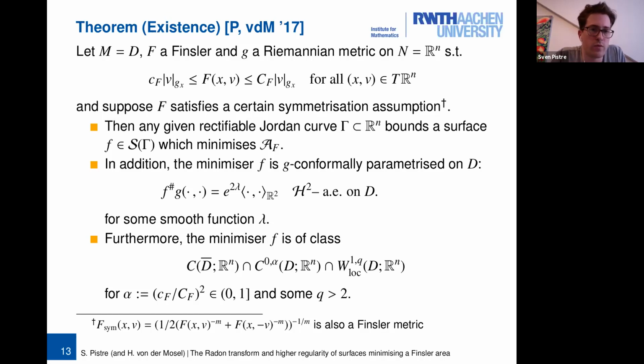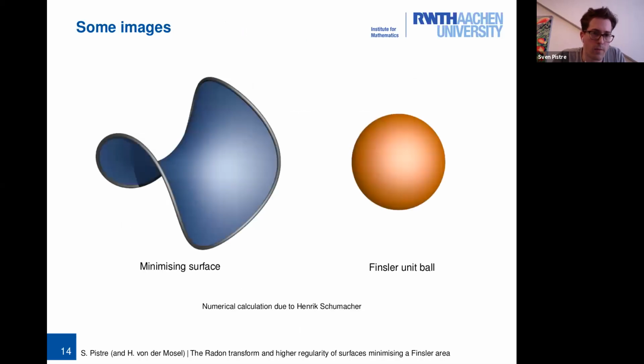Okay, so we have this existence result, and let me show you some pictures as to how these surfaces might look. This is calculated with software written by my colleague Henrik Schumacher. On the right, you will always see the chosen Finsler unit ball, and on the left, you will see at least a numerical minimizer of this functional with respect to the Plateau boundary conditions.